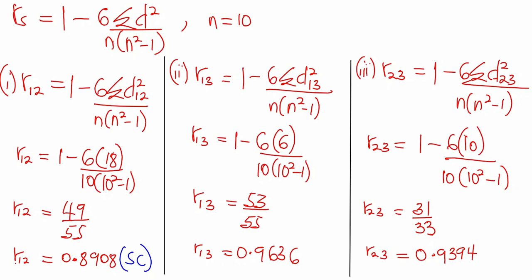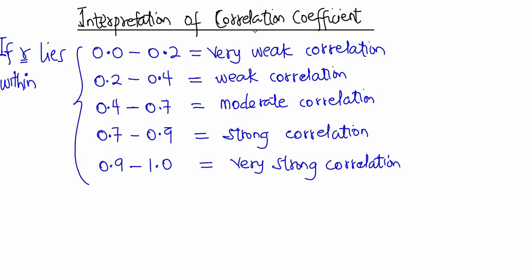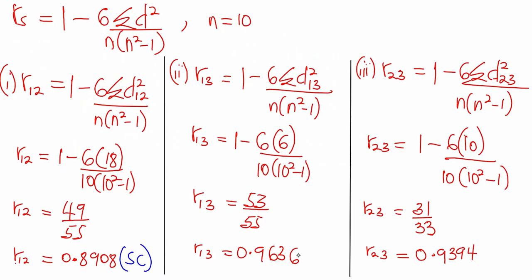Following the same procedure, we can interpret the correlation coefficient for examiner 1 and 3, which was found to be 0.9636. Going back to the range of values, we can see that it lies within 0.9 to 1.0, and that can be termed as a very strong correlation. So beside the value of examiner 1 and 3, we now write VSC, indicating that it's a very strong correlation.